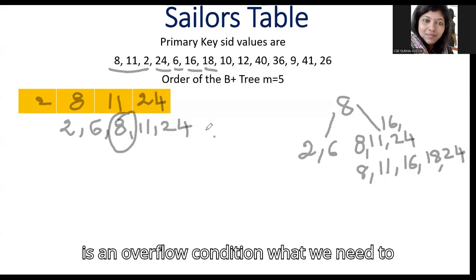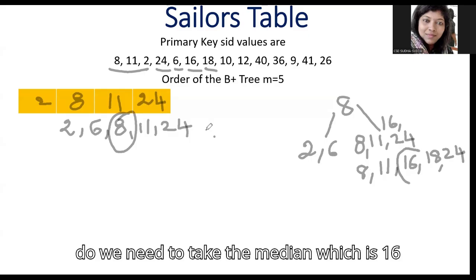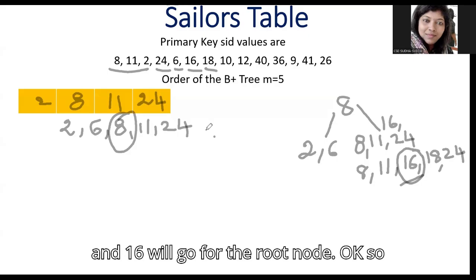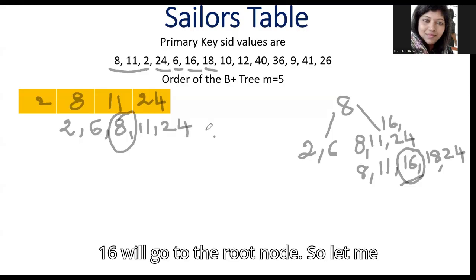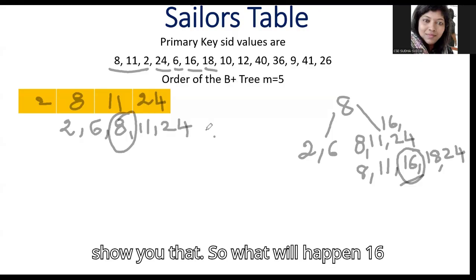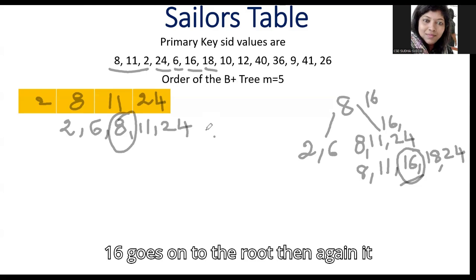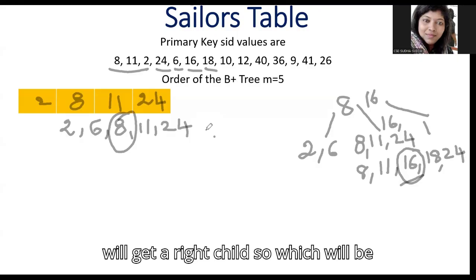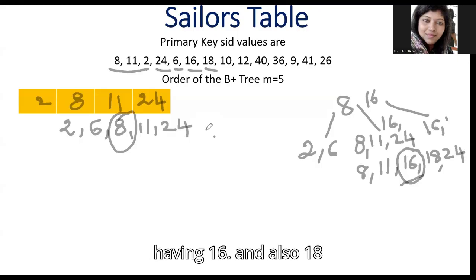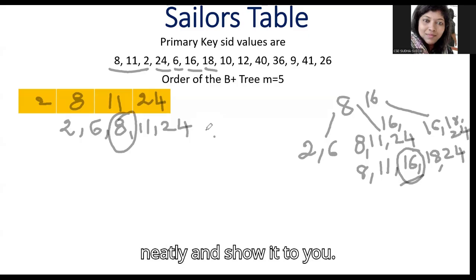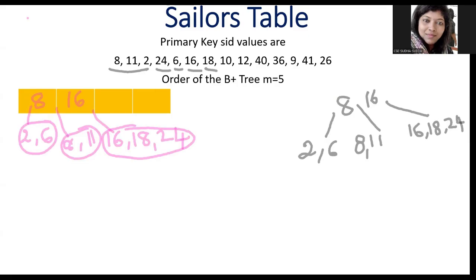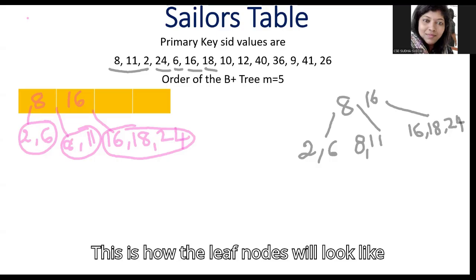Since there is an overflow condition, we need to take the median, which is 16, and 16 will go to the root node. Okay, so 16 will go to the root node. Let me show you that. 16 will go onto the root, right? Once 16 goes onto the root, it will get a right child, which will have 16 and also 18 and then 24. I'll draw it neatly and show it to you. This is how the leaf nodes will look.